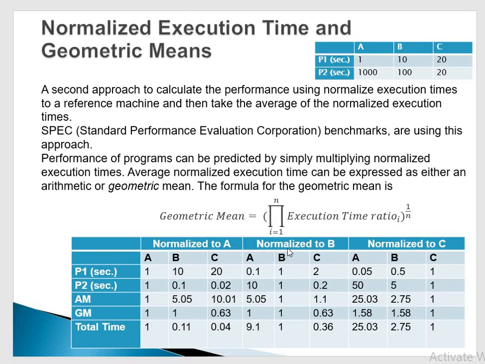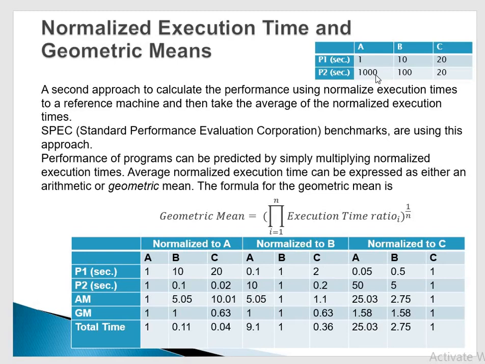Similarly, for the next we will do normalization of all the computers with respect to computer B. So for program 1 of computer A, it will be 1 upon 10, which is 0.1. For computer B, it will be 10 upon 10, which is 1. For computer C, it will be 20 upon 10, which is 2.